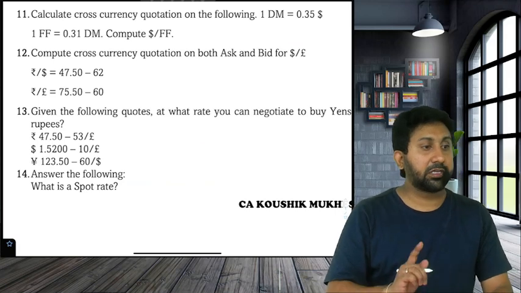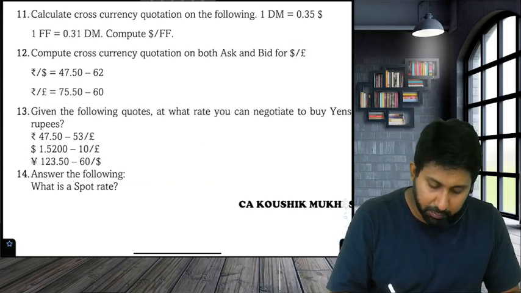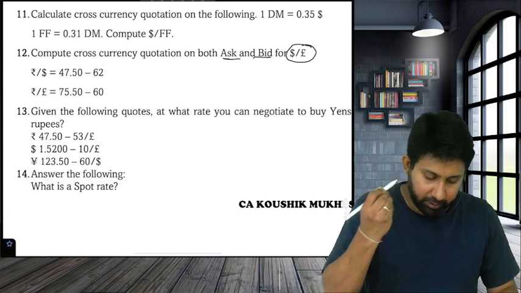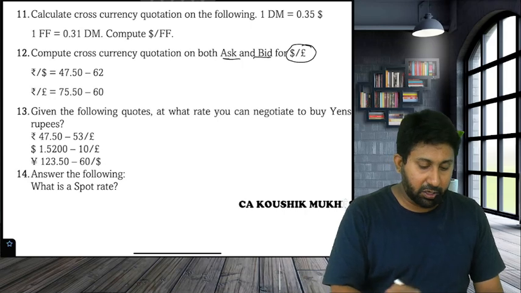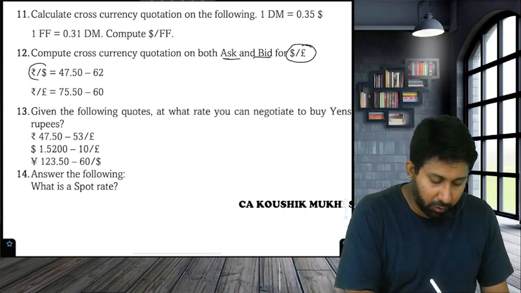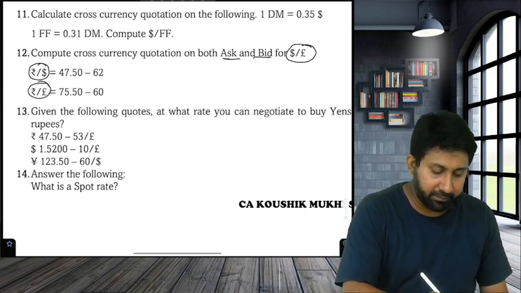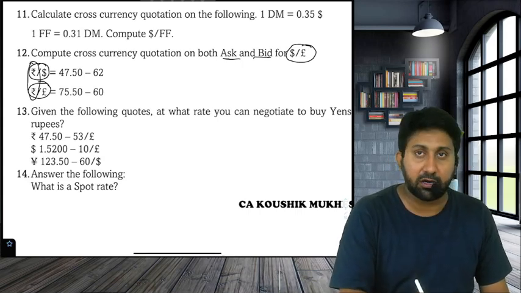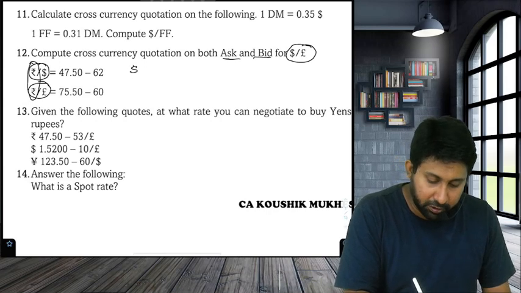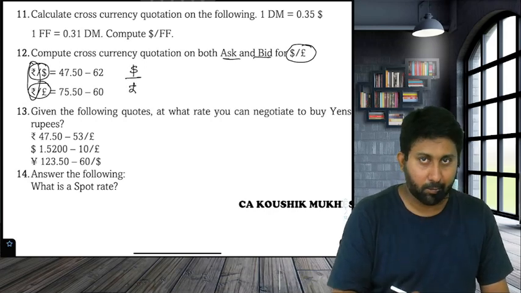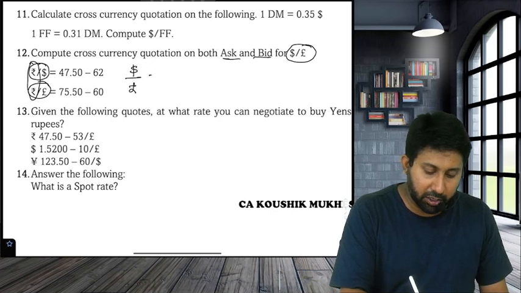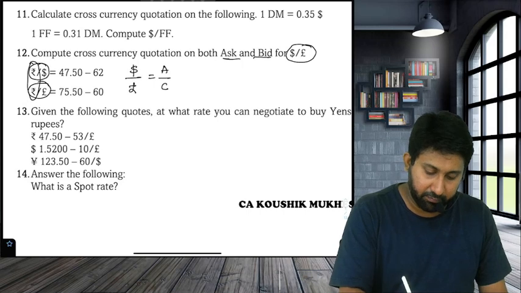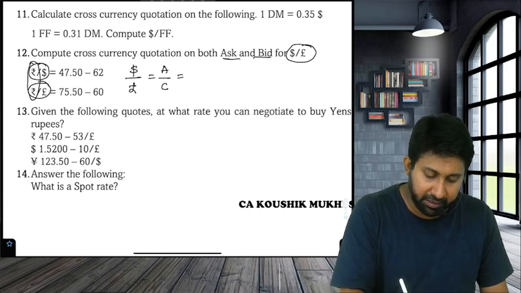Compute the cross currency quotation on both ask and bid for dollar by pound. In the question, what have they given? Rupee by dollar given, rupee by pound given. Rupee became the base currency for them. We want dollar by pound. Dollar will be A, pound will be C, and B will be rupee.